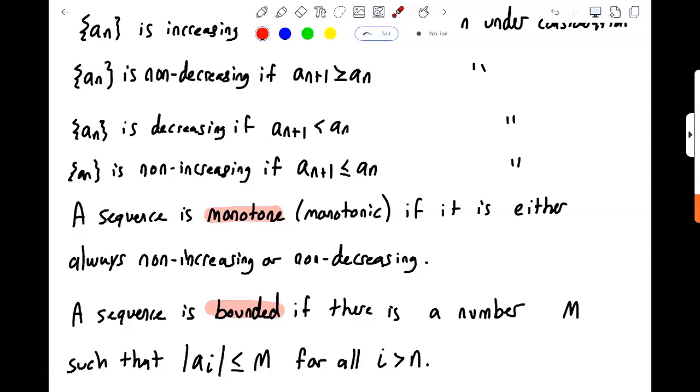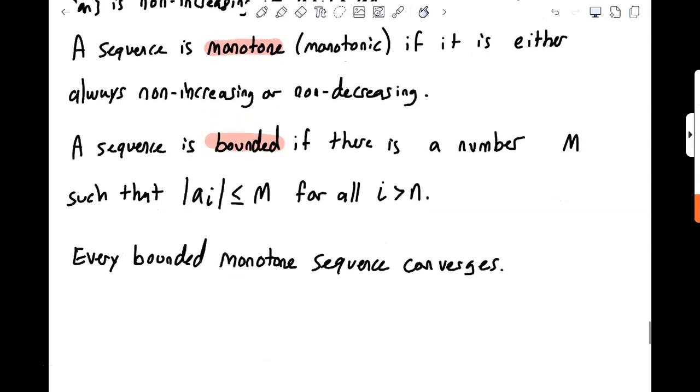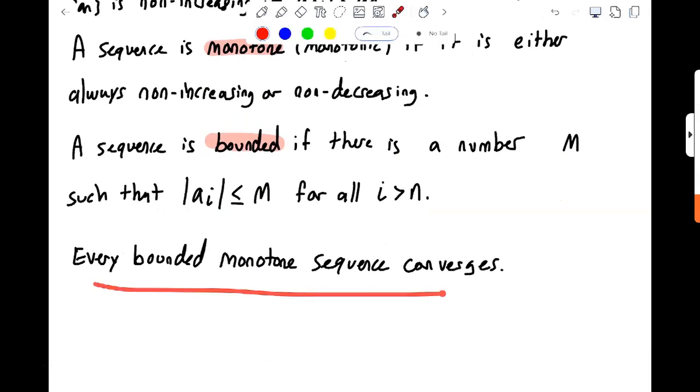And so the big result is this: every bounded monotone sequence converges. So if our sequence is either always decreasing or non-increasing, or always increasing or non-decreasing, either one, and it has a bound, so you can't get above a certain point, then this thing will converge, it turns out. That's actually a big result in the study of sequences.